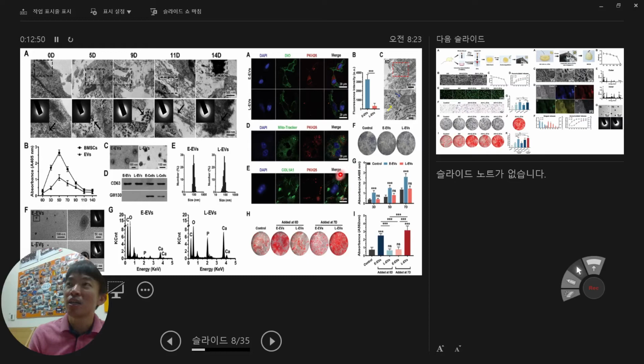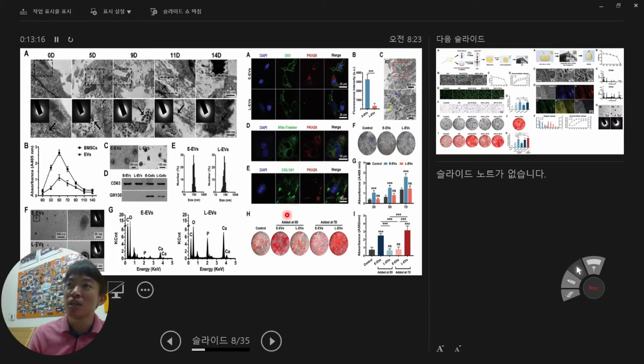And then, so they find out when they co-culture early EV, maybe for 7 days, compared to control, early EV can show a little increase of ALP activity, but late EV, not very much, because they treat EV initially from the first differentiation stage. So this is their quantification.